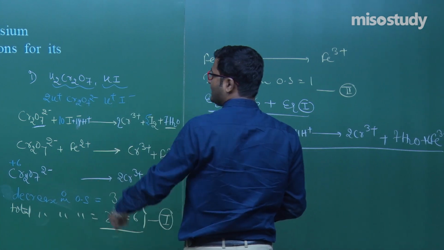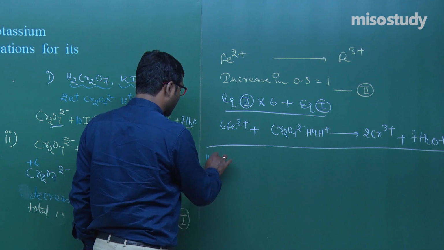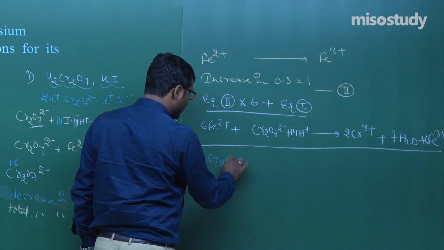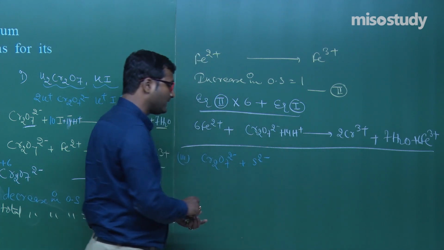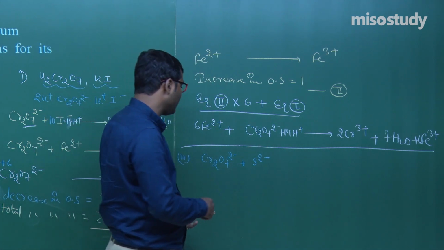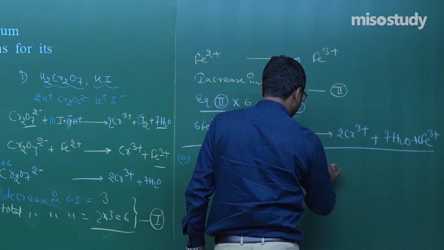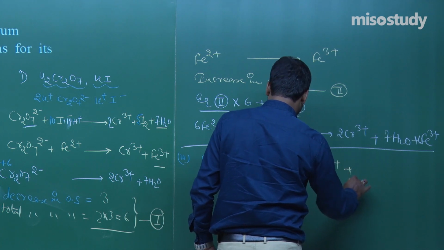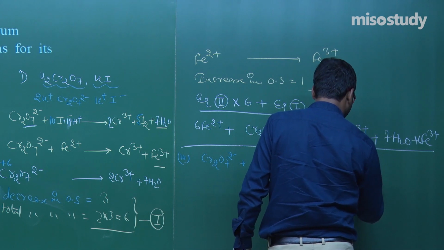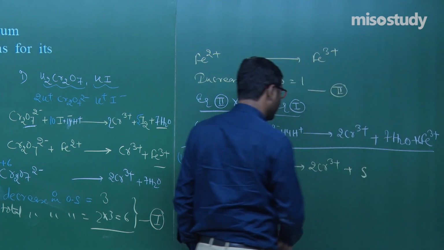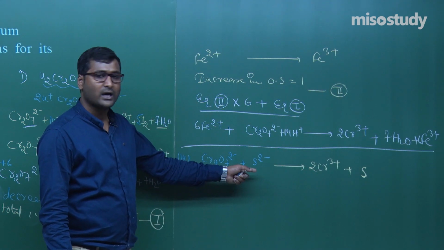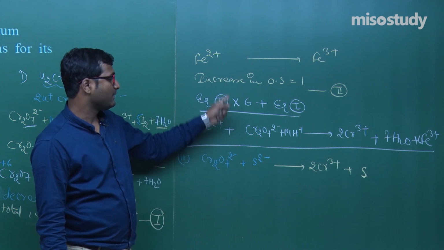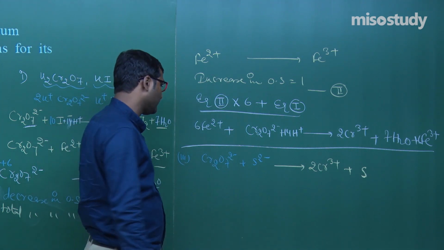Similarly, now the next one is H2S. Now the third one is, as we know, Cr2O7 with H2S, that is S2 minus. Yes sir, definitely, it gives you, my friend, 2Cr3 plus, and H2S is converted to sulfur. This is the reaction. Again, you have the theory, you can easily balance by using this method, my friend. Should I do it? Okay, wait for a moment.